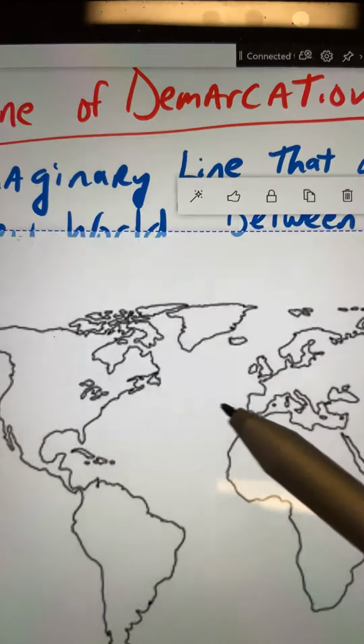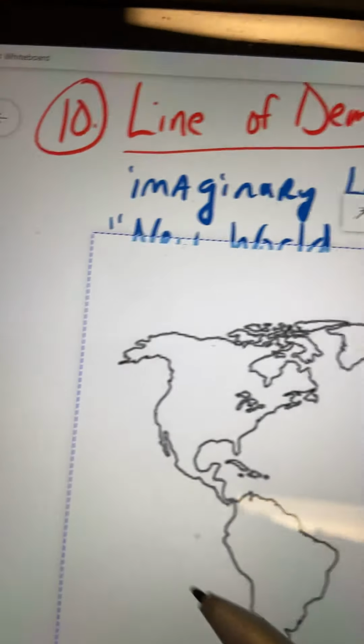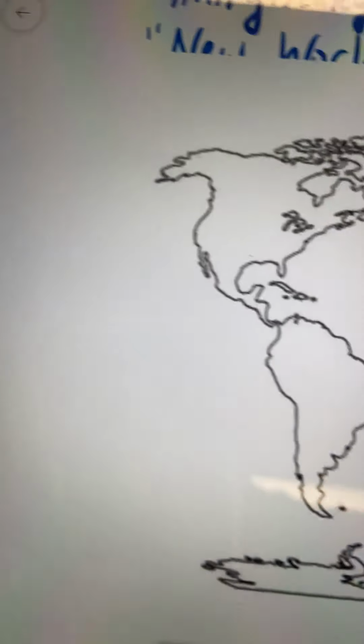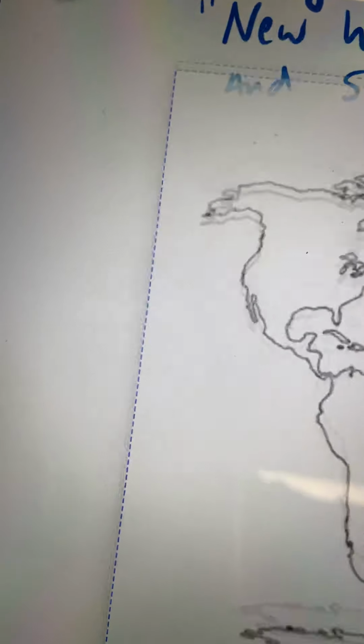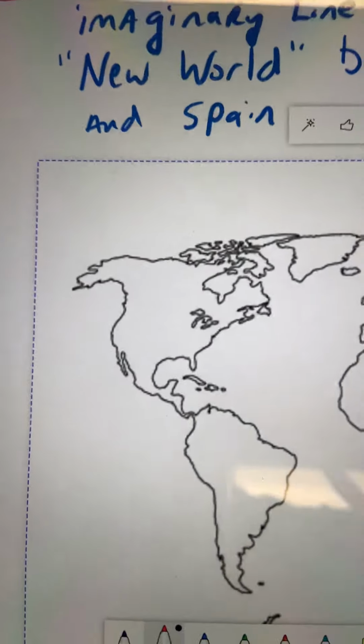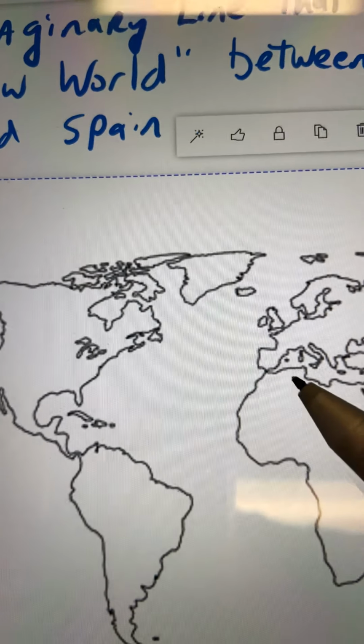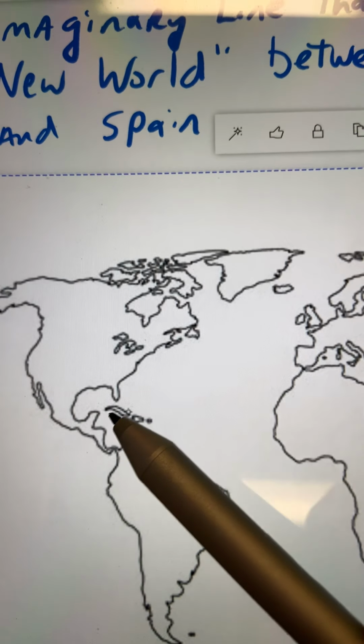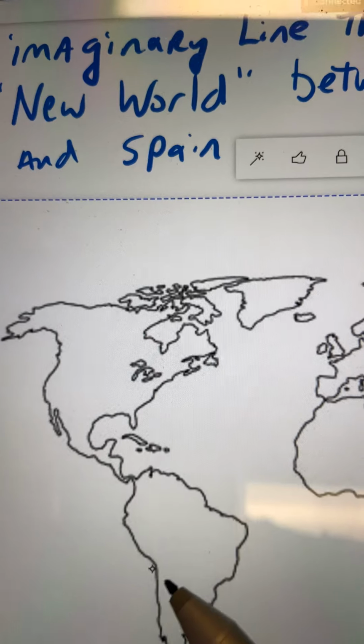So Portugal and Spain decided that their efforts were going to focus mainly on this whole new world that was discovered. Let me pull this down a little bit. This whole new world over here, Portugal and Spain, right here in Europe, they were going to start focusing all their attention over here so that they could get some gold.